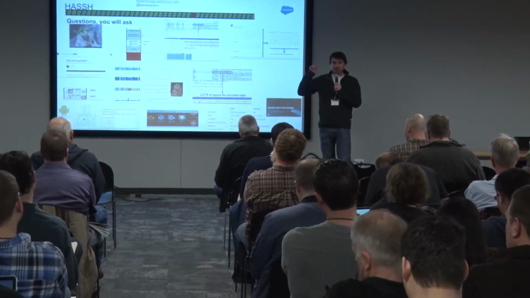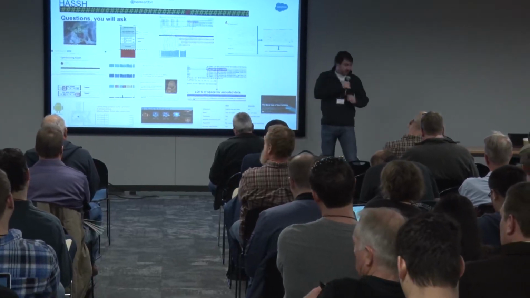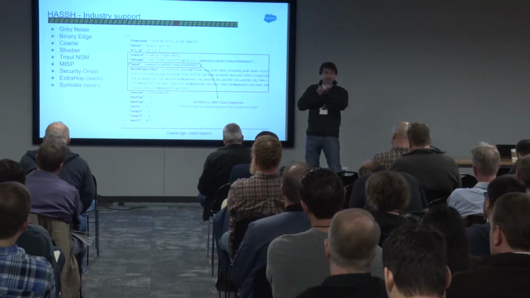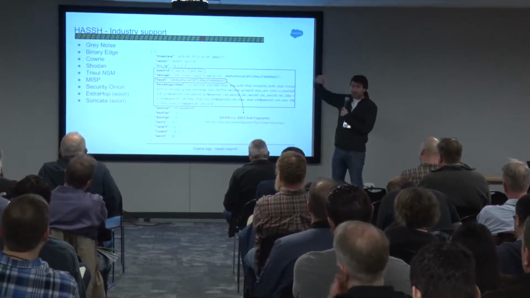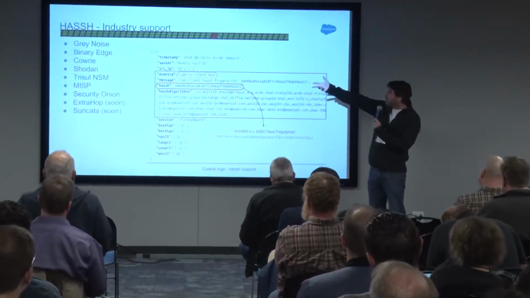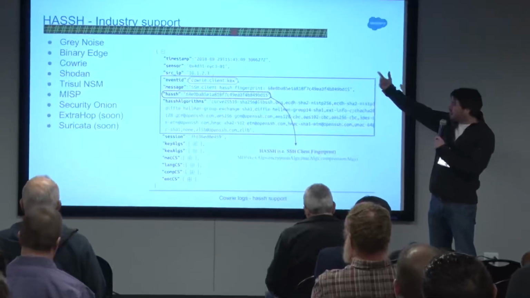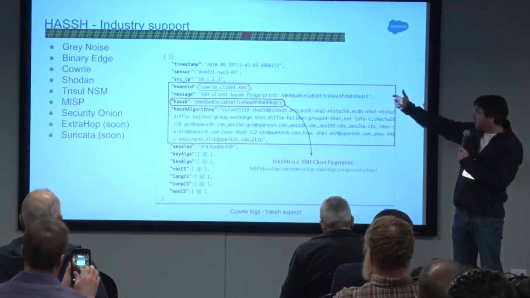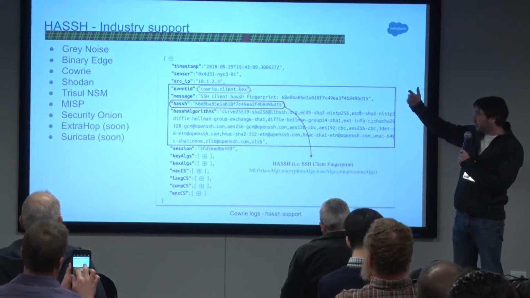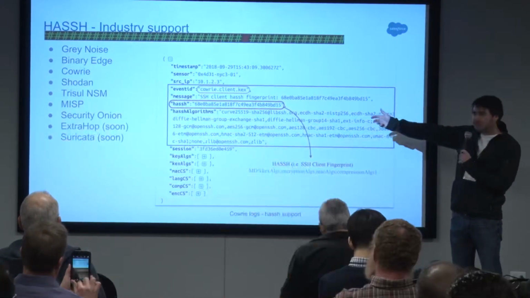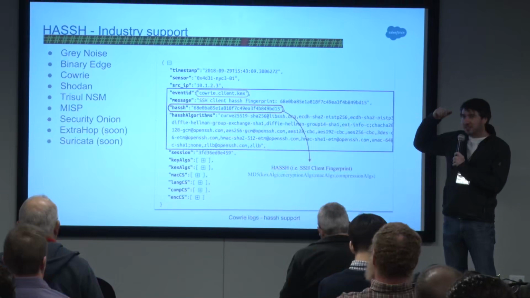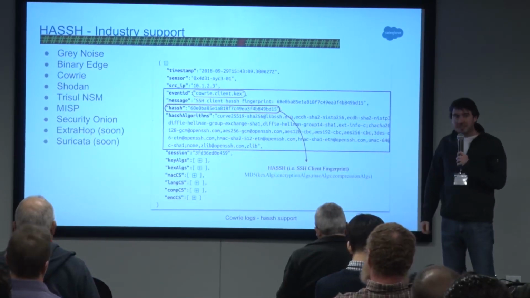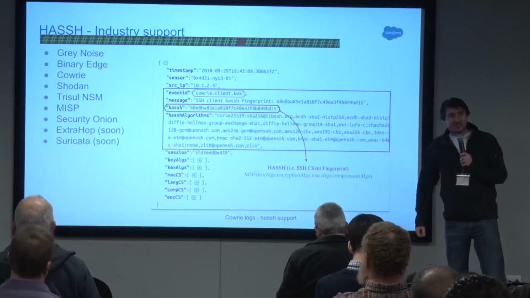Any other questions? Okay, just one thing real quick, which I thought was interesting. This is already built into GreyNoise. BinaryEdge, CoWire, Shodan use this. Trisul NSM. There's a MISP, Security Onion, it's built into, and it is also being deployed on ExtraHop and Suricata. So if you have any of those, you guys will be able to use this as well. All right, cool. Thank you.